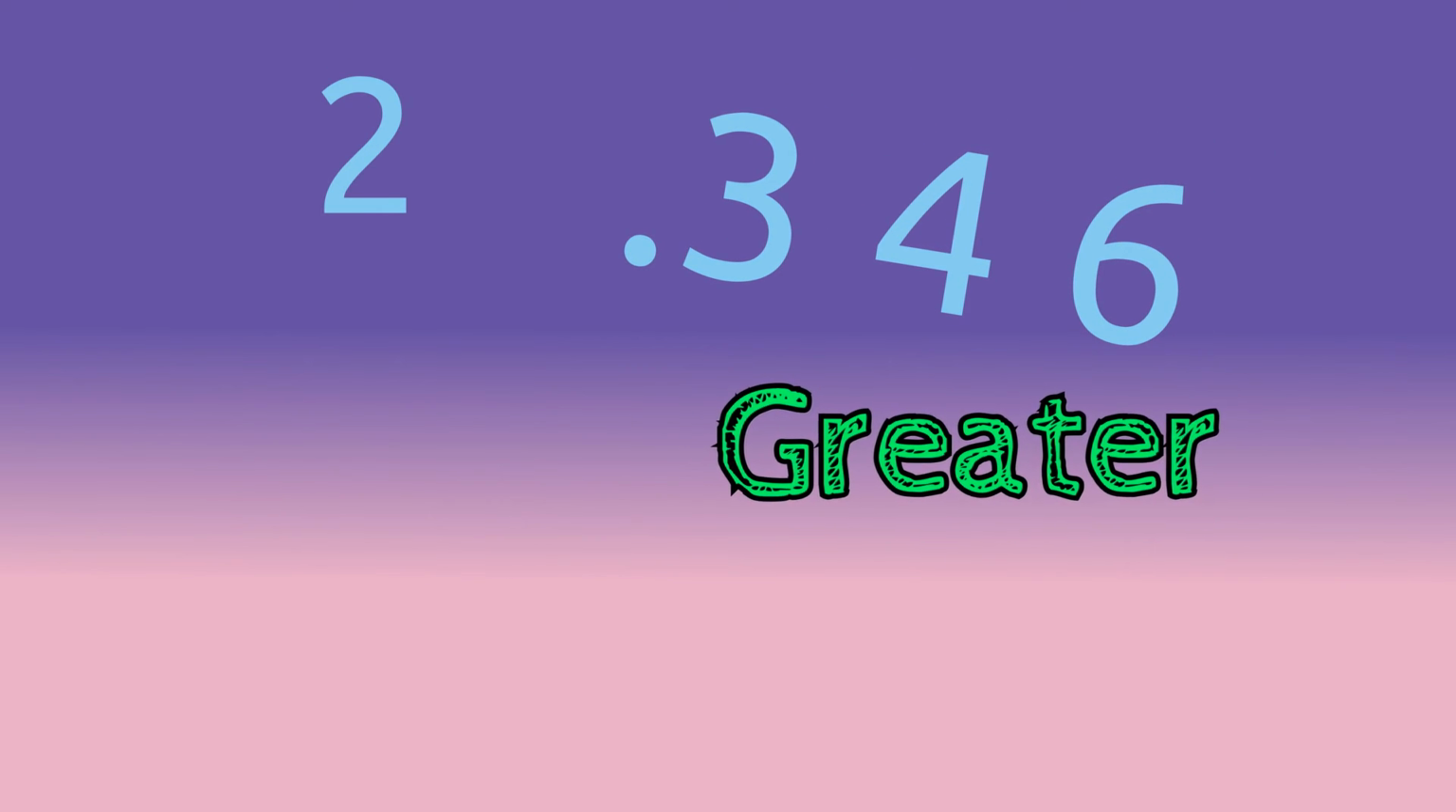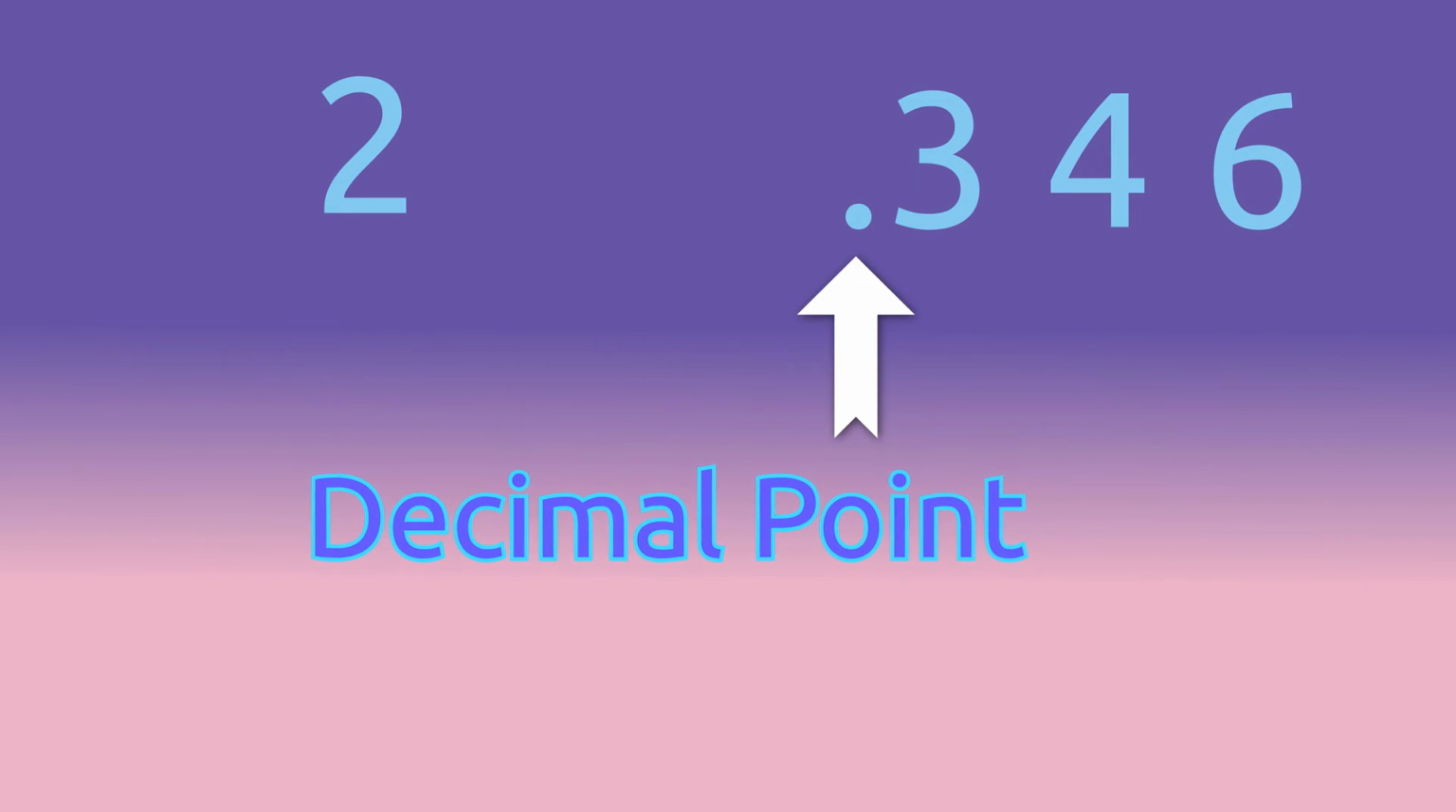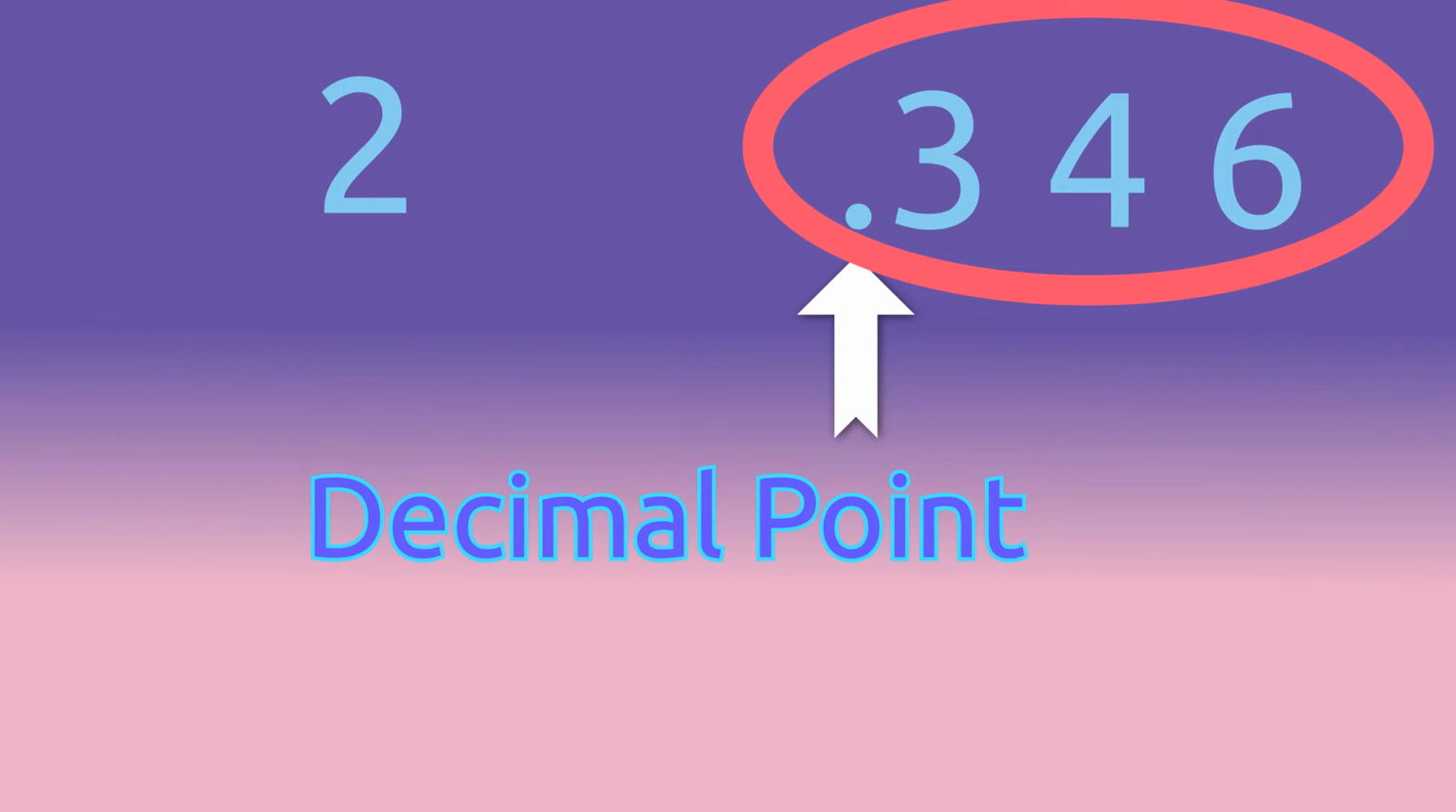At first glance, we might think that 346 thousandths is greater than 2 because it has more digits. And we learned from a young age that numbers that have more digits are greater in value. This is absolutely incorrect, since we have a decimal point in 346 thousandths. So what does this mean?